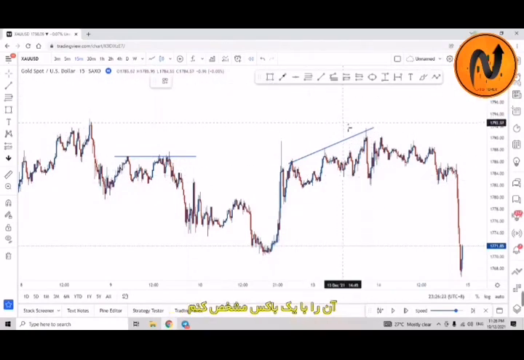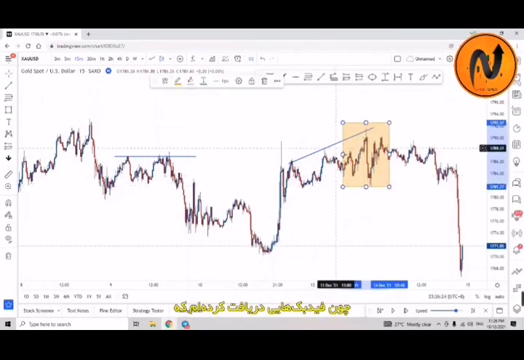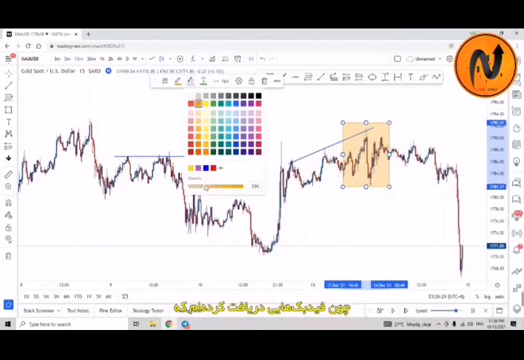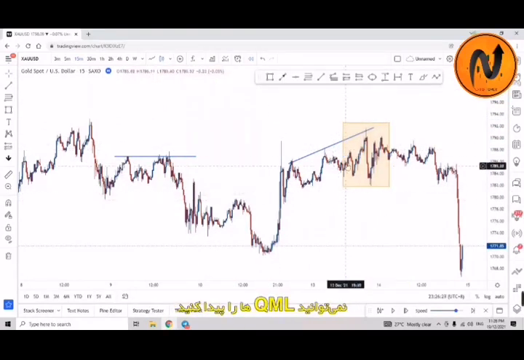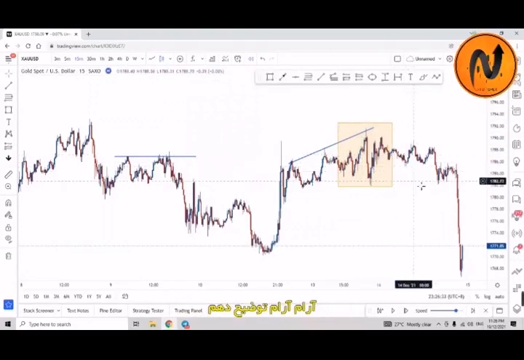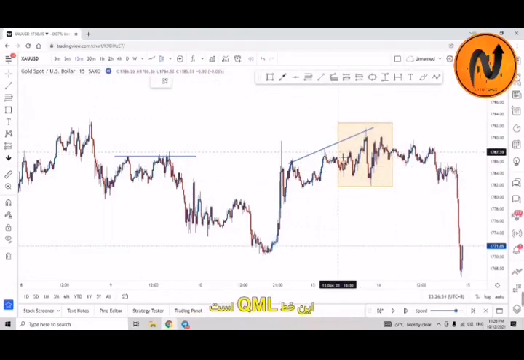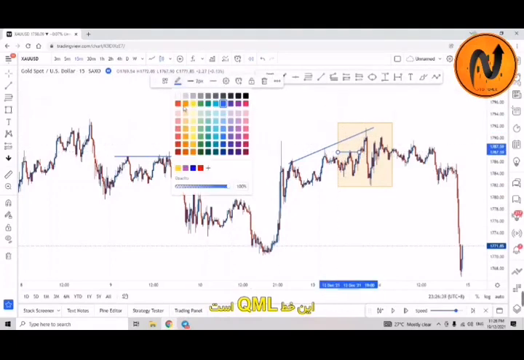I'm going to box it up, because I receive a lot of feedback saying that you all cannot see where the QML is. So, slowly, this is the QML line. All right, this is the QML line.